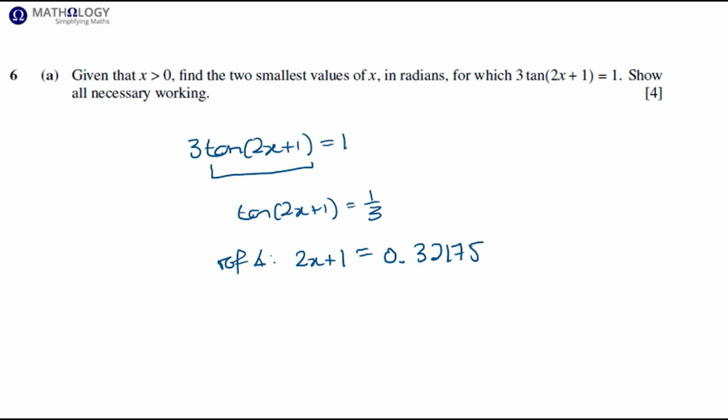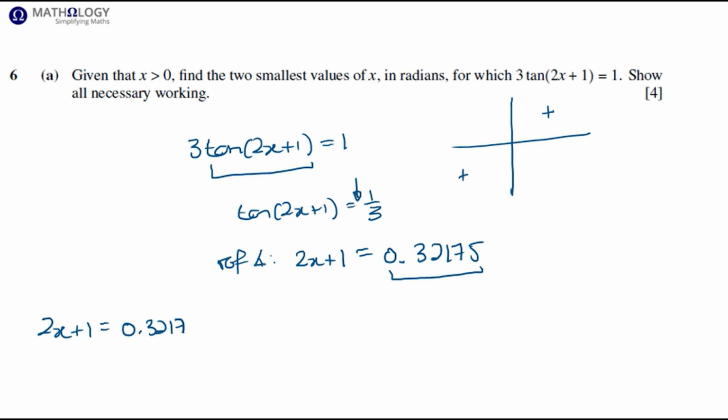0.32175. Now for a positive ratio, the angle 2x + 1 will lie in the quadrant where tan is positive, which is the first quadrant and the third quadrant. So the first quadrant, this will be the acute angle. So 2x + 1 equals 0.32175. 2x equals minus 0.67825. We're not going to solve for x here because this is negative, so we'll just invalidate that immediately because we were told that x is positive.